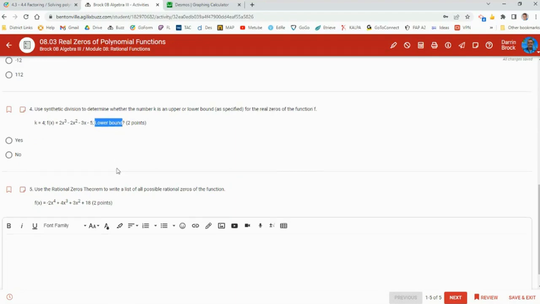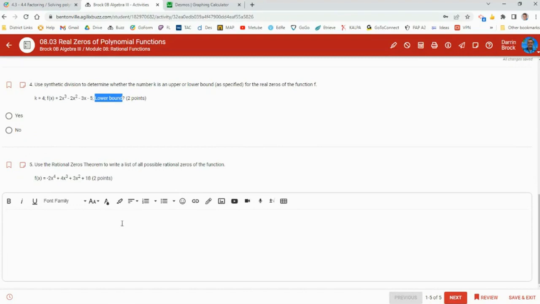So you're looking for that alternating sign. And then this wants you to write a list of all the possible rational zeros. That's the P over Q thing. P over Q, what are the possible zeros for that?